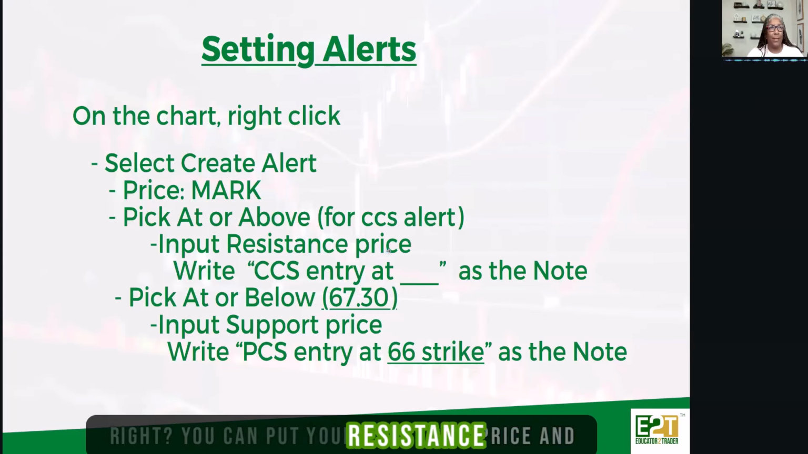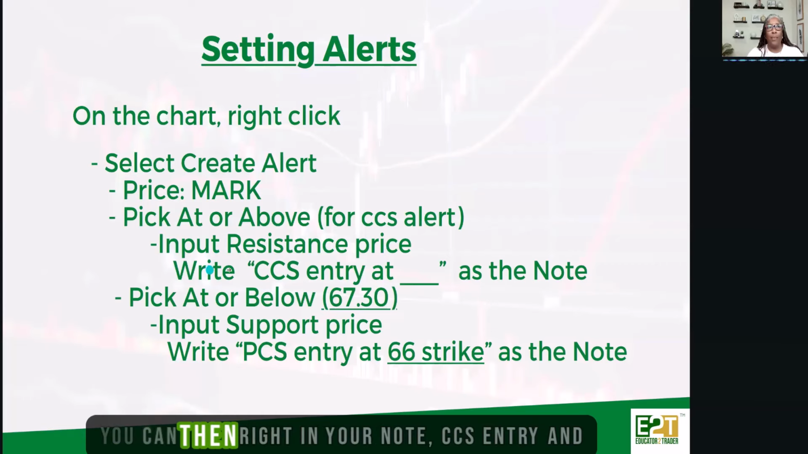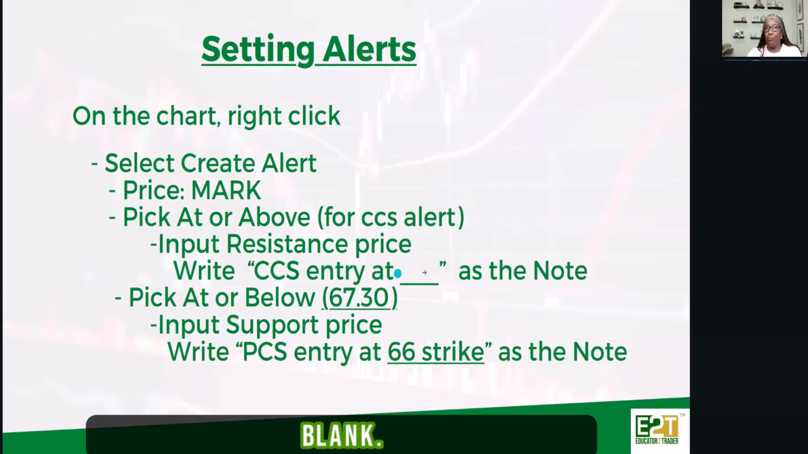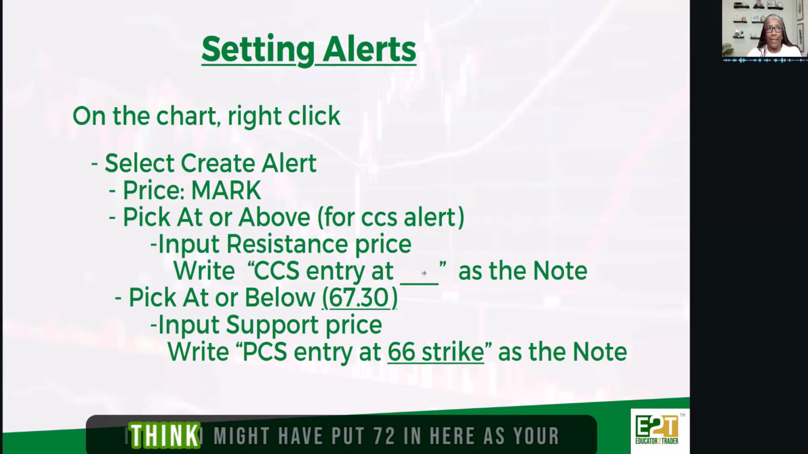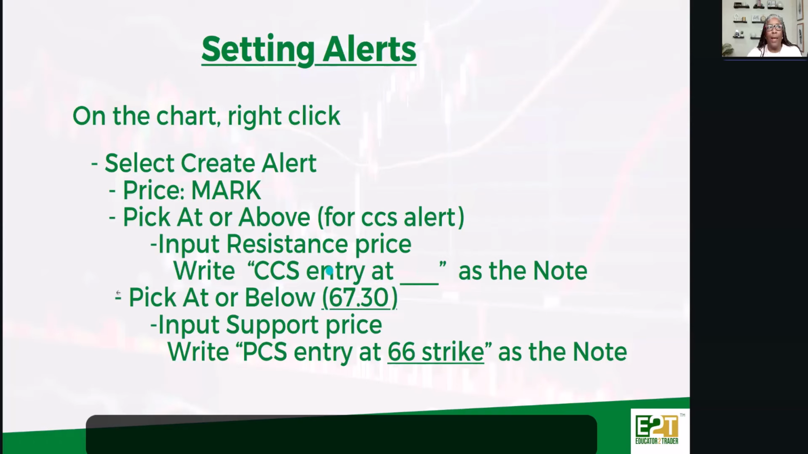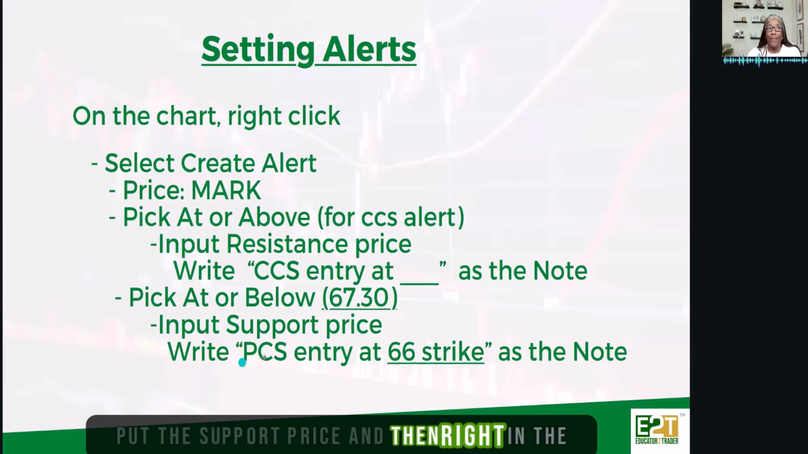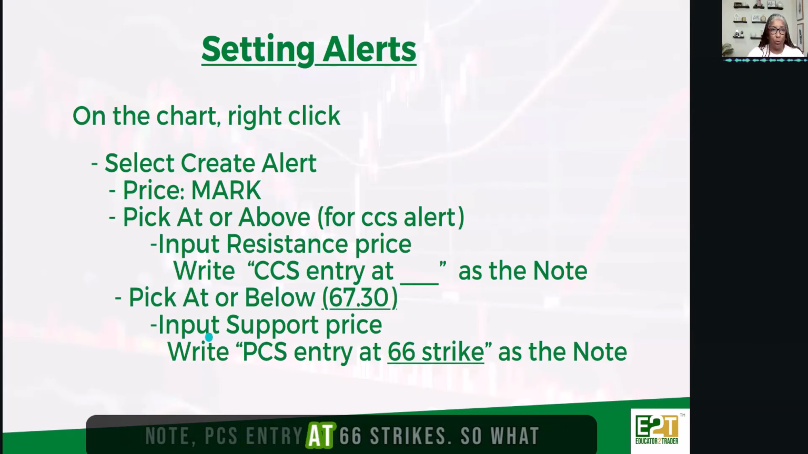You input your resistance price, and then write in your note, CCS entry at blank. I think I might have put 72 in here as your note. Then pick at or below 67.3, which was the support area. Input the support price, and then write in the note, PCS entry at 66 strike.